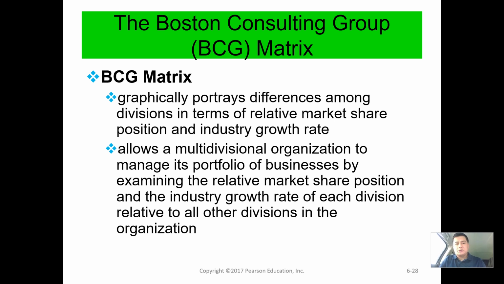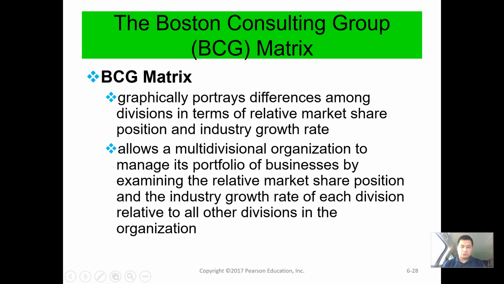The BCG matrix graphically portrays differences among divisions in terms of relative market share position and industry growth rate. It allows a multi-divisional organization to manage its portfolio of businesses by examining the relative market share position and the industry growth rate of each division relative to all other divisions in the organization.